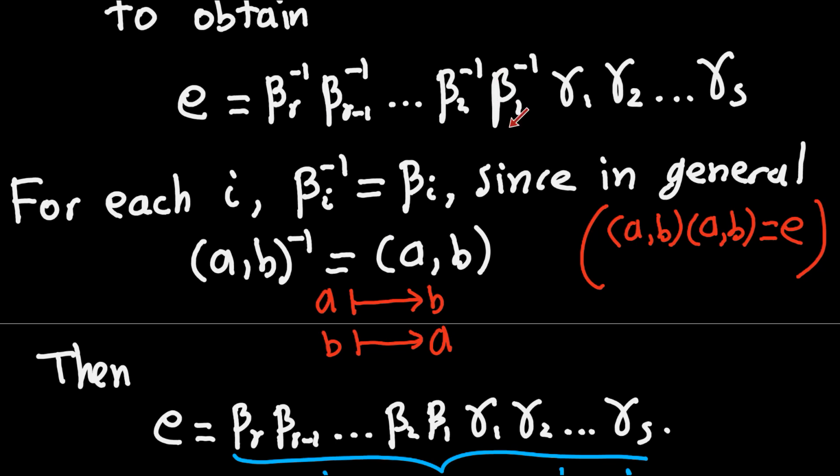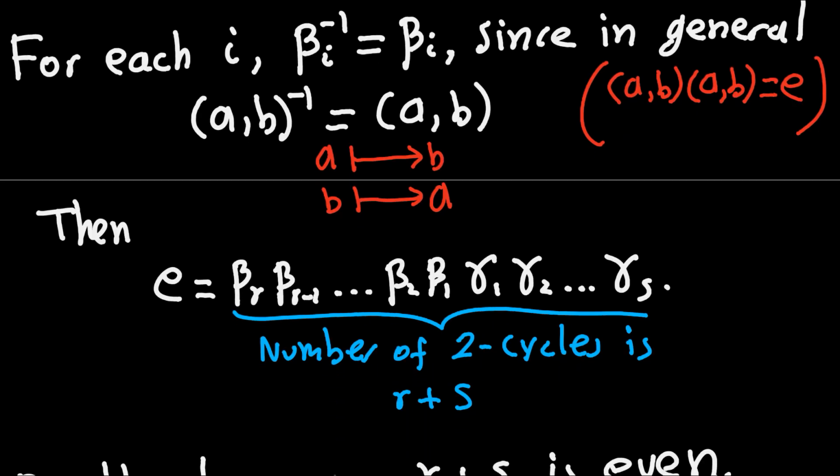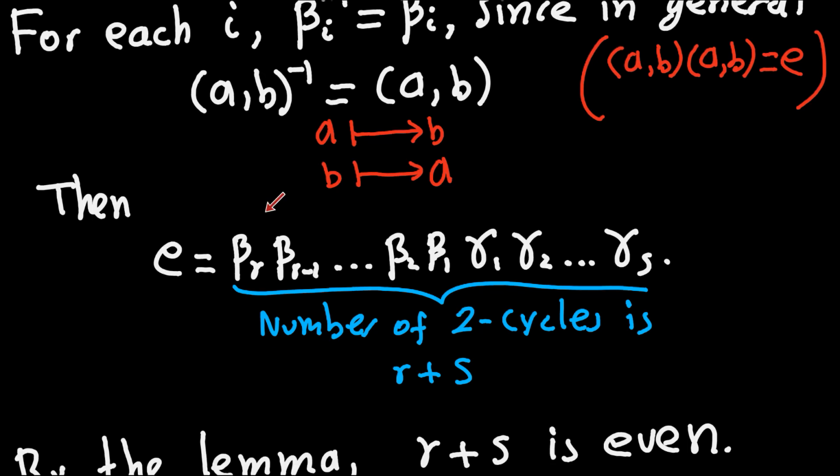So all of these things that are here, beta 1 inverse is just beta 1 again. So I can go ahead and replace all of these things here that are inverse by just the cycles themselves. So this is beta R minus 1, and so on. Now, if you look at this expression, this is a two-cycle decomposition of the identity.